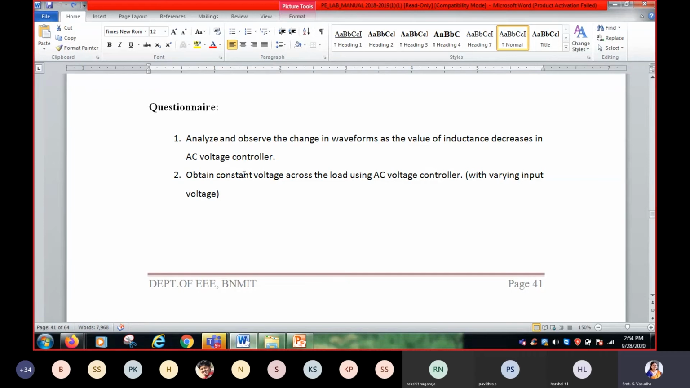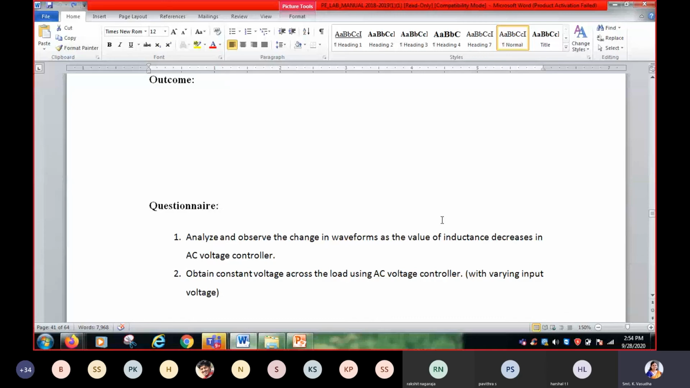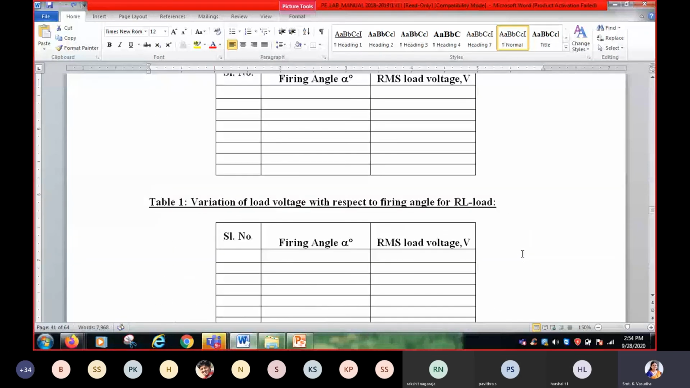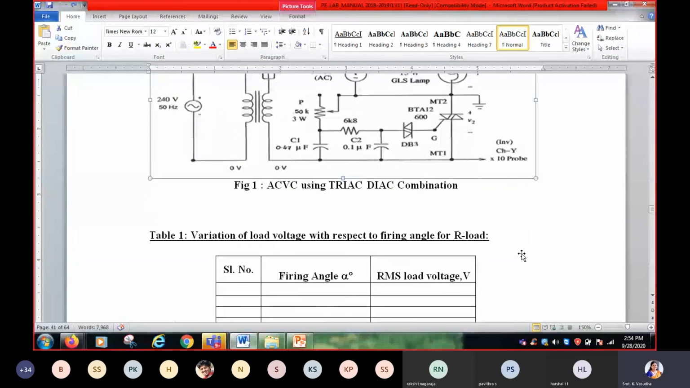Next question is to obtain constant voltage across the load using an AC voltage controller with variable input voltage. You can keep any variable voltage. You can keep a transformer at the input side and vary the input voltage, and by varying the firing angle alpha you can try to maintain the output voltage constant. This is the questionnaire you have for this experiment. You can try out these two things in the lab. That's all about this experiment.